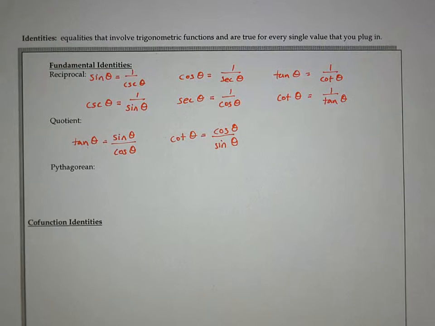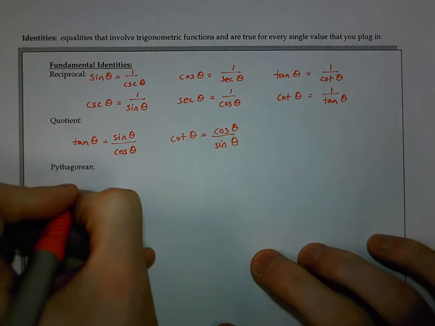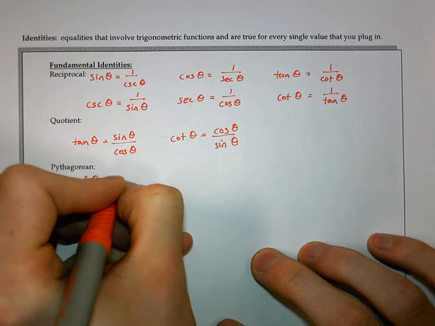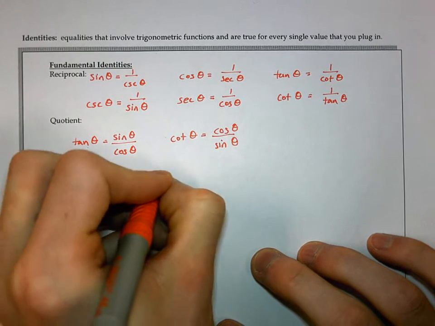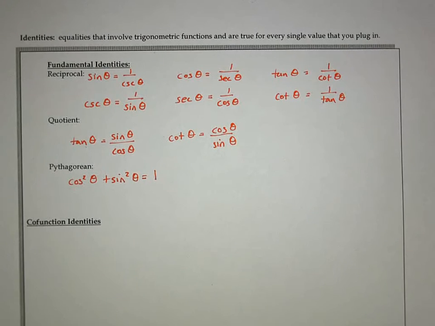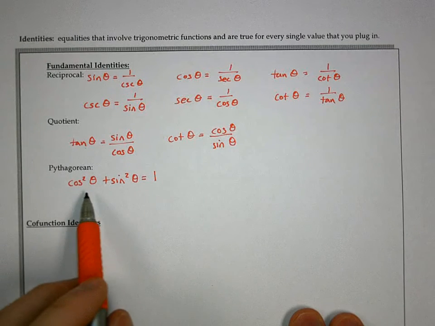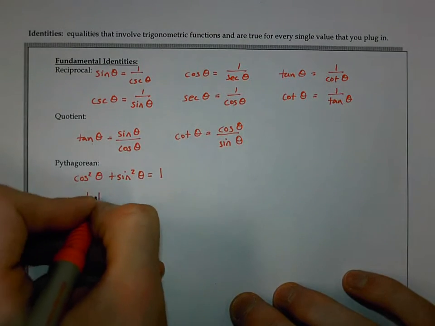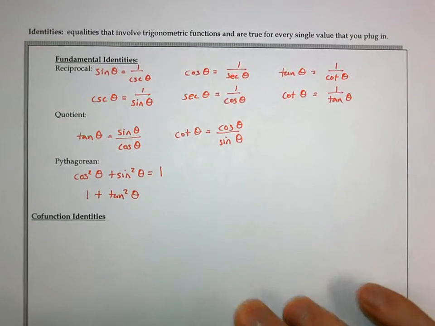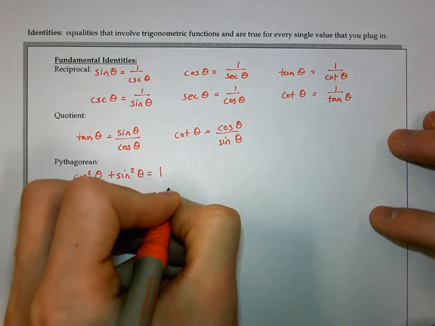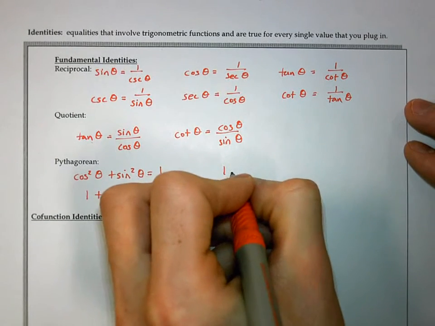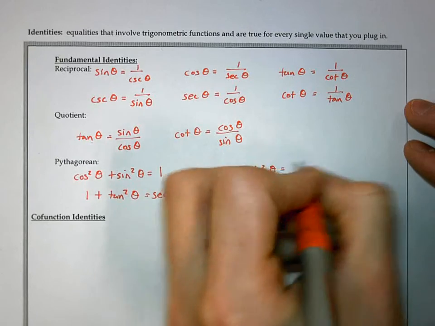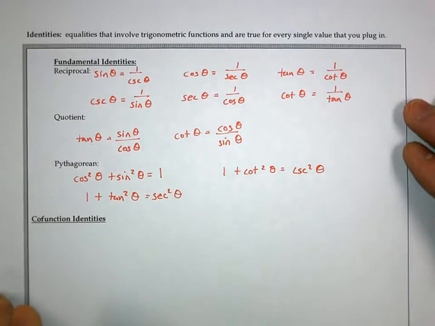The last grouping then is the Pythagorean groupings, and that's where we started out with the cosine squared of theta plus sine squared of theta is equal to 1. X squared plus y squared is equal to r squared. And then we either looked at our relationships from the unit circle, or we divided through by cosines and sines and got the other 2 Pythagorean identities. 1 plus tangent squared of theta is equal to the secant squared of theta. And then 1 plus the cotangent squared of theta is equal to the cosecant squared of theta.